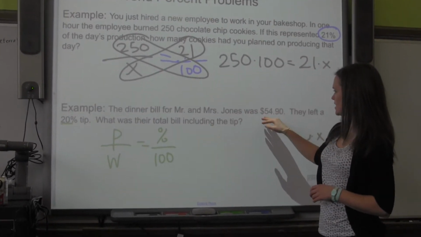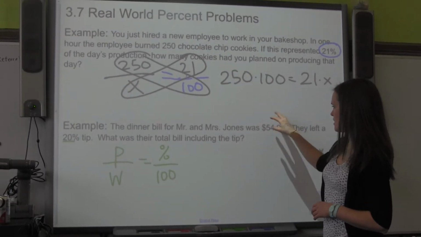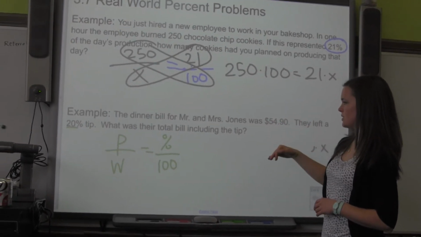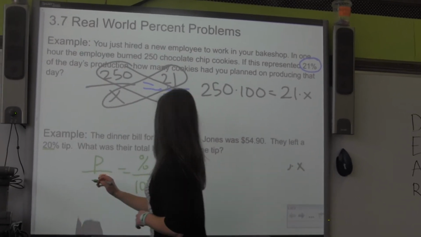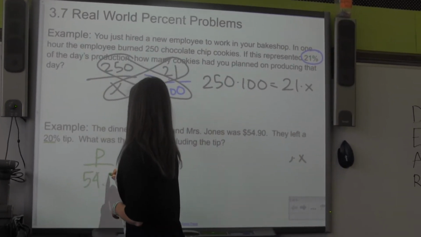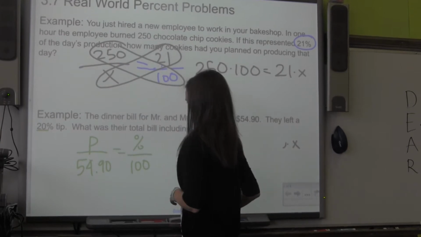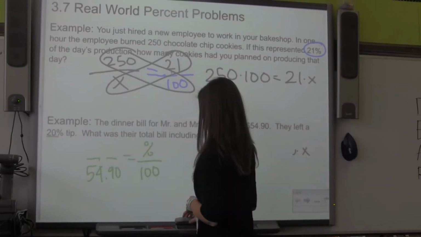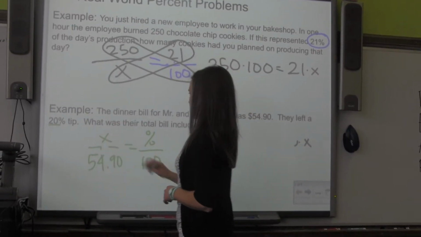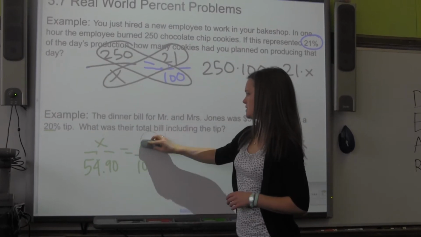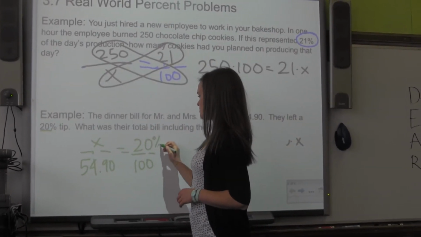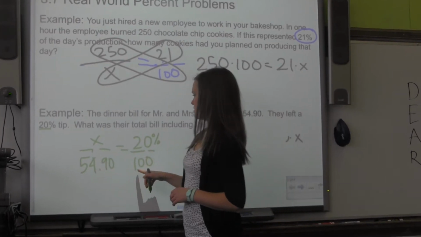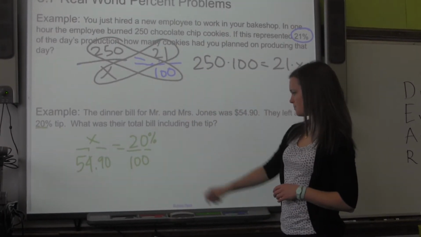Now the whole here is the bill before the tip, and the part is what we're looking for. The part is how much the tip was in dollars. They give us the percent that the tip is. It's 20% of the bill. So this is the proportion that we're going to solve.